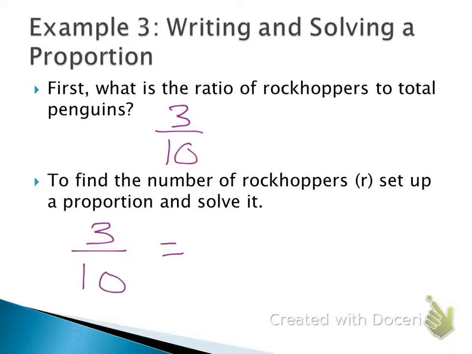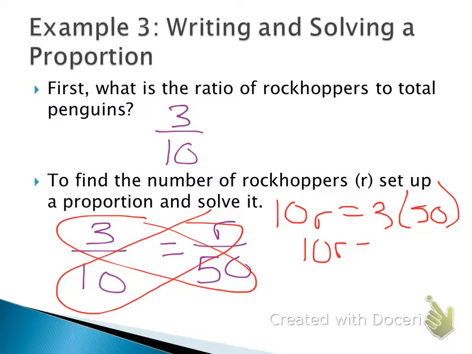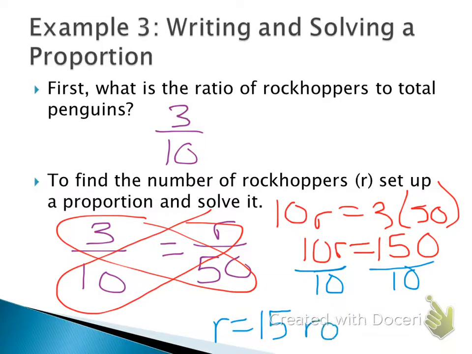And now it wants me to figure out how many rockhoppers are there out of 50. So that's going to be my larger ratio. I can solve this using my cross products method. Okay, so I have 10R equals 3 times 50. Now I have 10R equals 150. Now how do I solve for R? Divide both sides by 10. And R equals 15 rockhopper penguins.